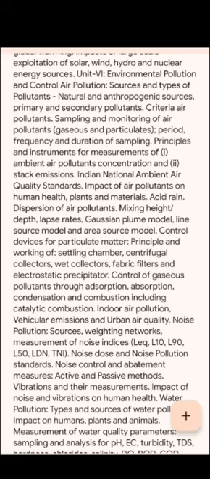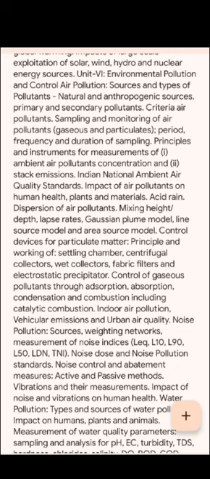Principles and instruments for measurements of ambient air pollutants concentration and stack emissions. Indian National Ambient Air Quality Standards. Impact of air pollutants on human health, plants and materials. Acid rain. Dispersion of air pollutants.